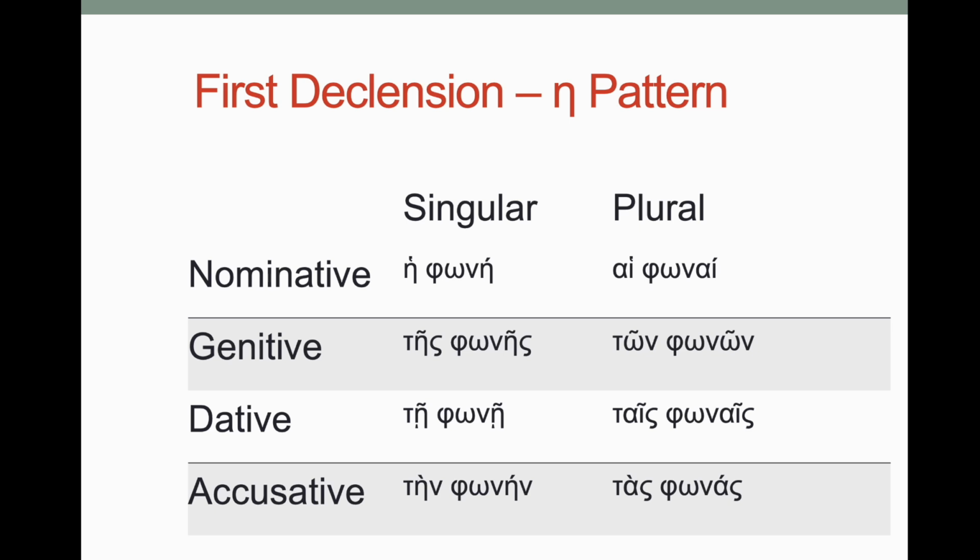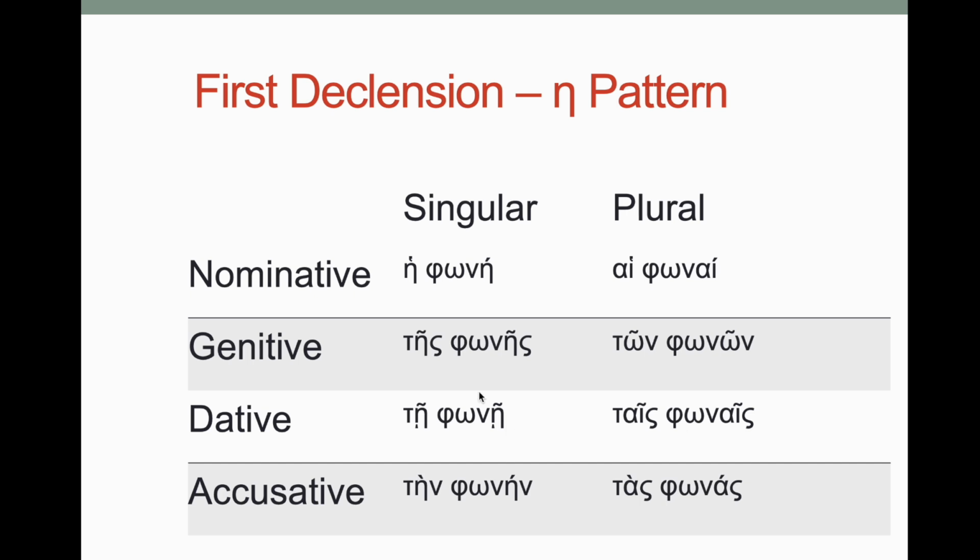This paradigm for first declension eta. Now, the endings are consistent all the way through: a zero ending, a sigma, an iota, a nu, an iota, an omega, an iota sigma, and a sigma. Those are consistent all the way through for all three paradigms of these first declension nouns.